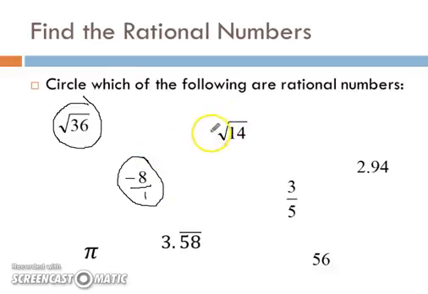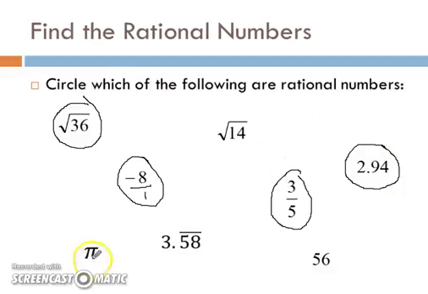Square root of 14, if I calculate that out, I end up with a decimal that goes on and on and on forever. It doesn't repeat, it doesn't stop, so square root of 14 is not a rational number. 3/5 is already written as a fraction, so 3/5 is a rational number. 2.94 is a terminating decimal, meaning it stops. I can write that as a fraction. So 2.94 is a rational number.